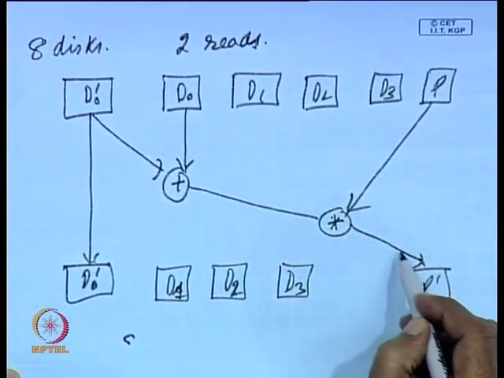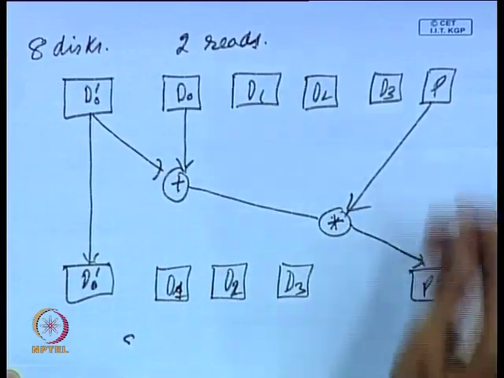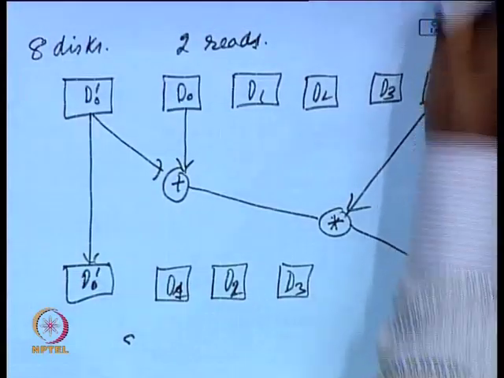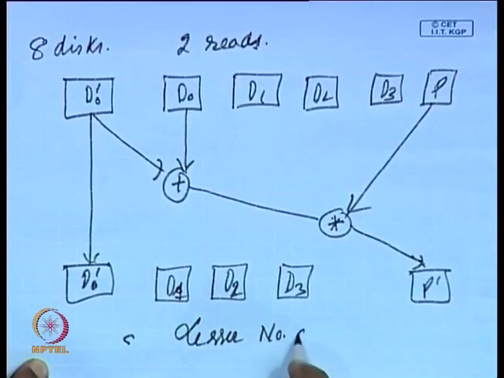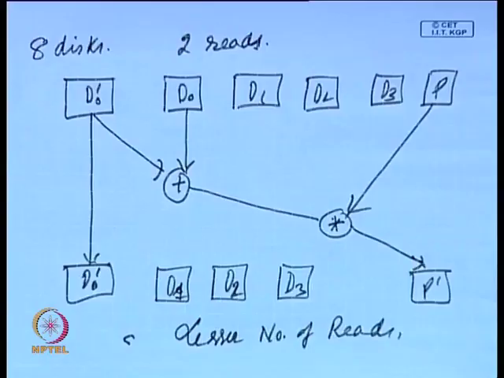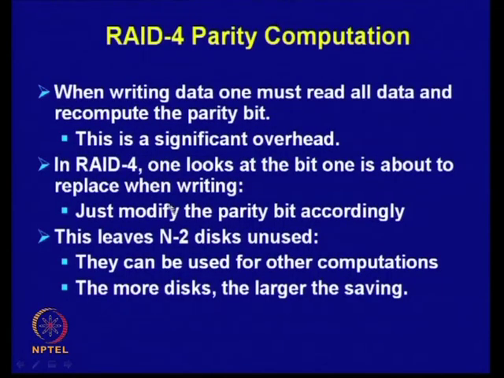It can be proved that you get the same parity, new parity, whenever you do it in this manner. That means the parity that is being generated in this scheme will be same as the parity that is being generated in this scheme. So, you will require lesser number of reads. And that is what is being done in RAID level 4. And so, in this particular case, whenever you are writing, you have to perform writing only on 2 disks. If you have got n disks, this leaves n minus 2 disks unused. So, they can be used for other computations. The more disks, the larger the saving. So, as I have already explained, within the context of 8 disks, 9 disks. So, this is your RAID level 4.